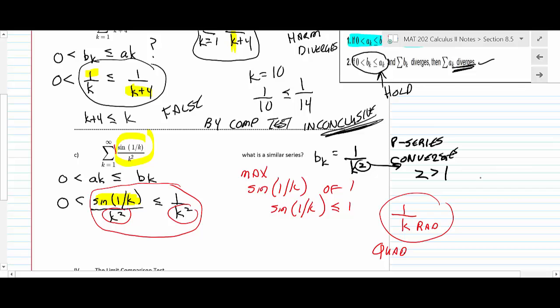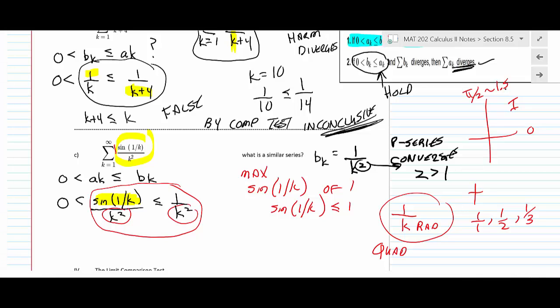Like you would have numbers like 1 over 1, 1 over 2, 1 over 3. Aren't those always quadrant 1 values? They are, because quadrant 1 is always between 0 and pi over 2, and pi over 2 is about 1.5. So you're always in quadrant 1, and if you're always in quadrant 1, what is the value of the sine? Positive, okay?